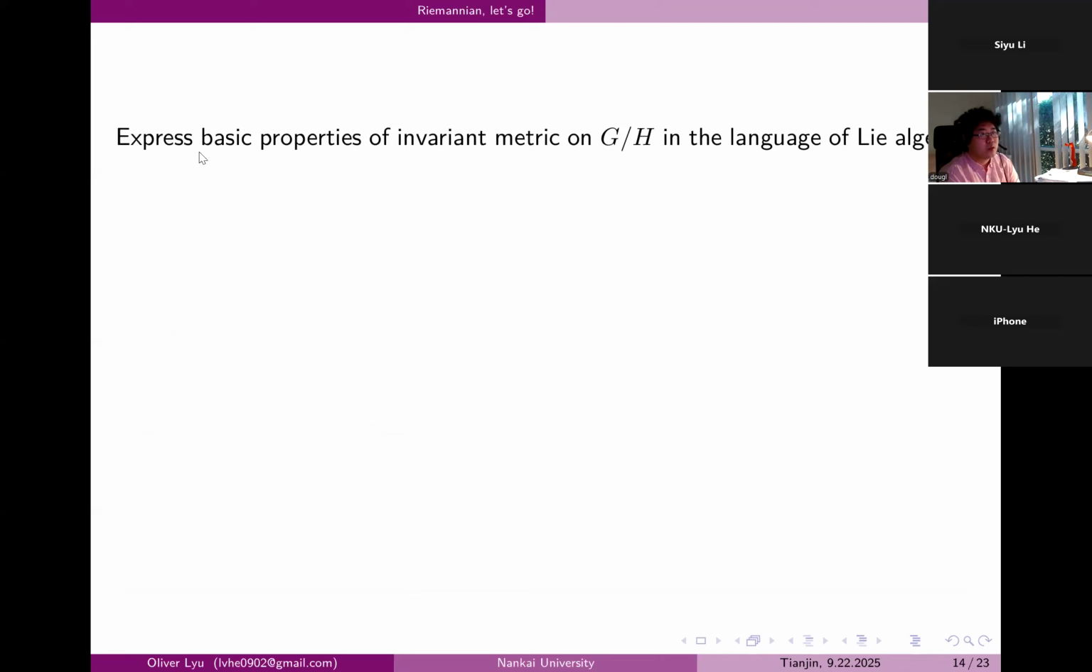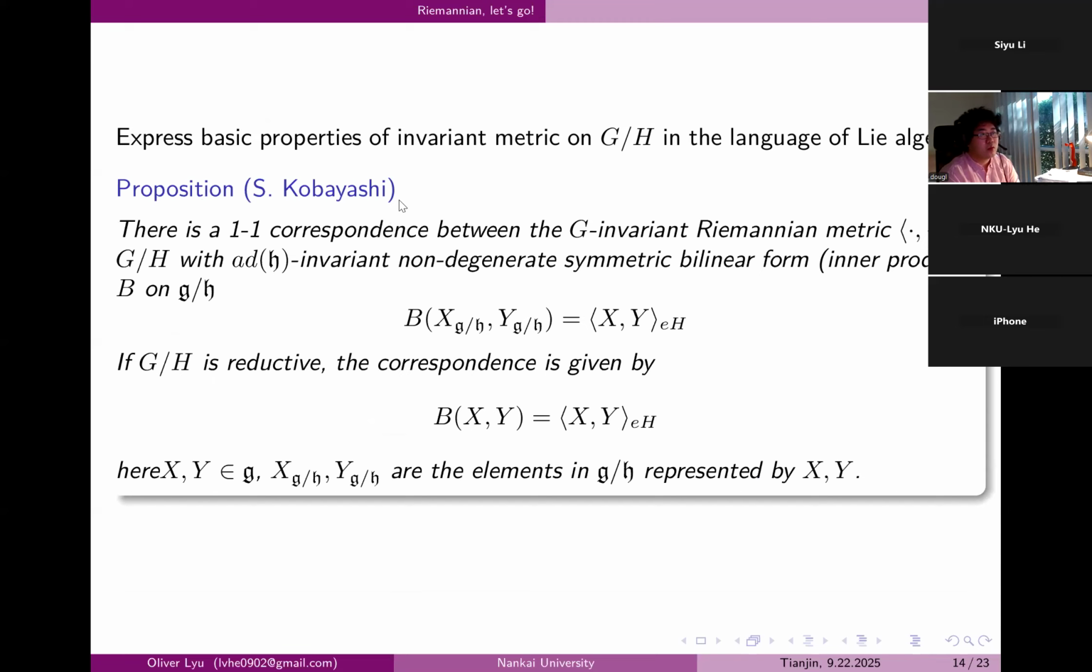Okay, let's express some basic properties about those invariant metrics on G mod H. This proposition, you can find it in any books about differential geometry and Lie theory, and it's shown in Kobayashi's book. There are a lot of invariant metrics on G mod H, but we have to choose one to fit our Lie algebra.